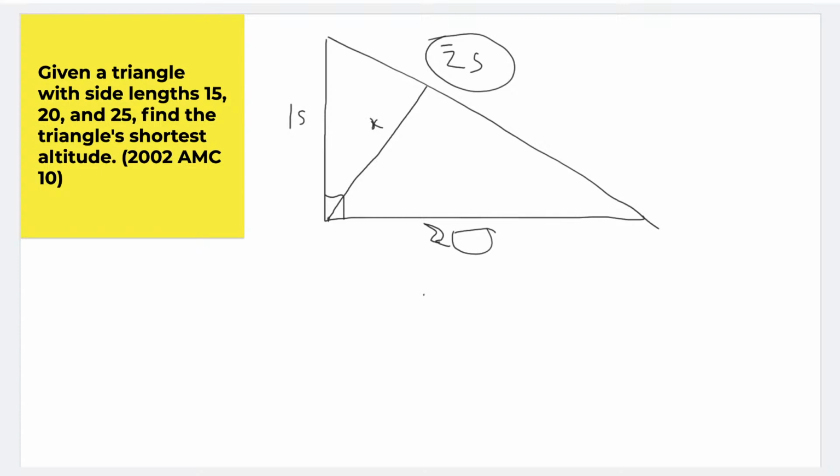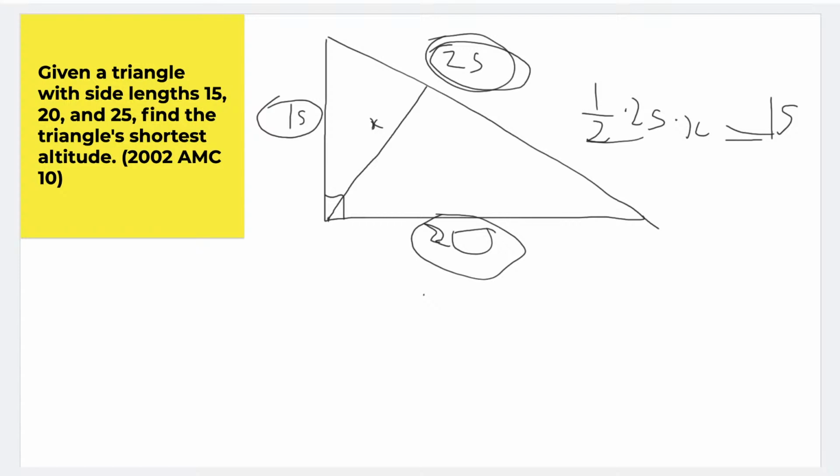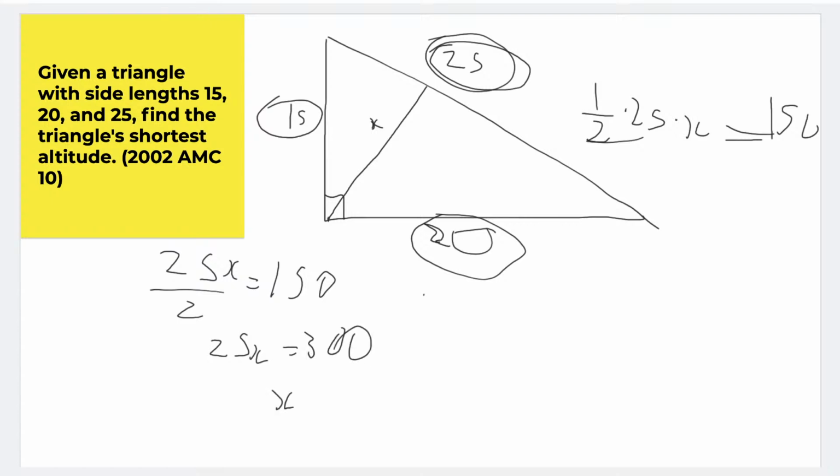And then we notice that this is another way of finding the area of the triangle. 1 over 2 times 25 times x, which is also equivalent to the area of this triangle, which is also 150, because 20 times 15 divided by 2 is 150. So 25x over 2 equals 150. Now you multiply both sides by 2, 25x equals 300. Now we divide both sides by 25, and you get x equals 12.